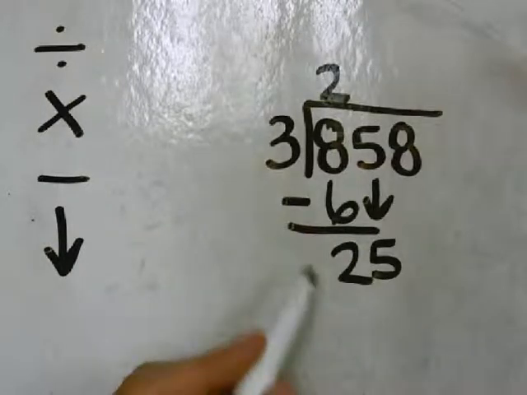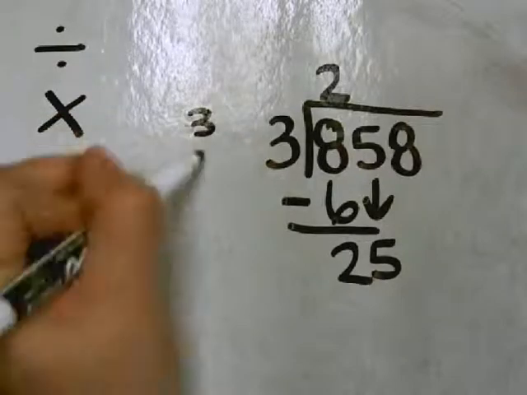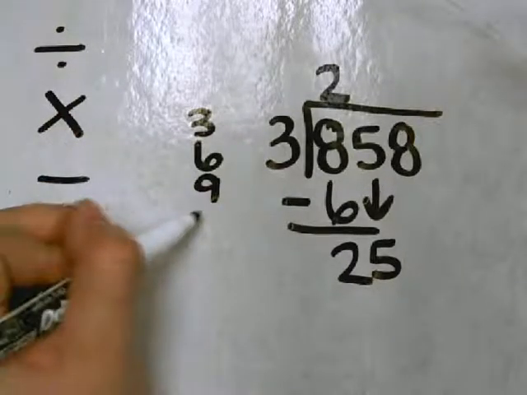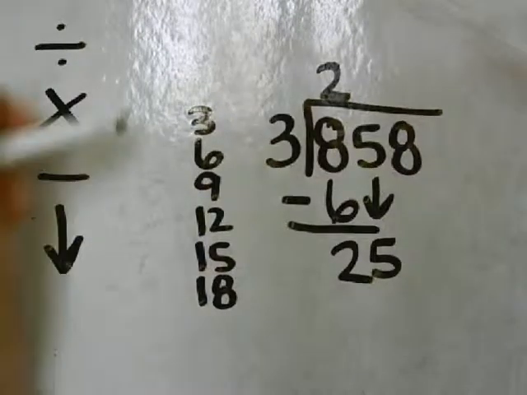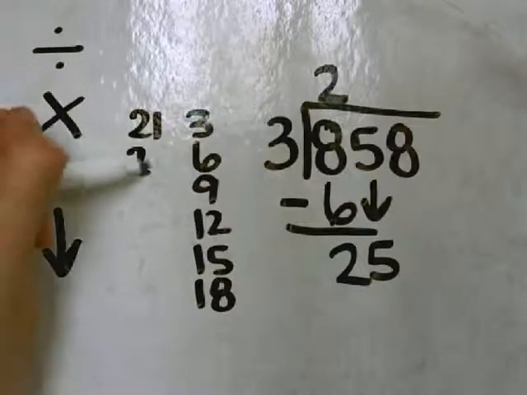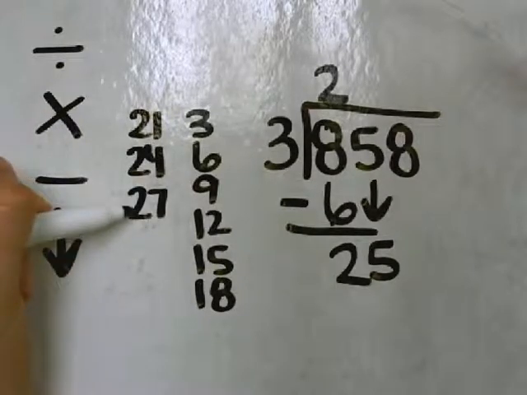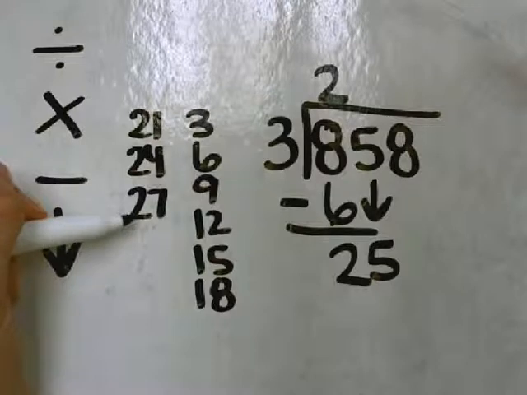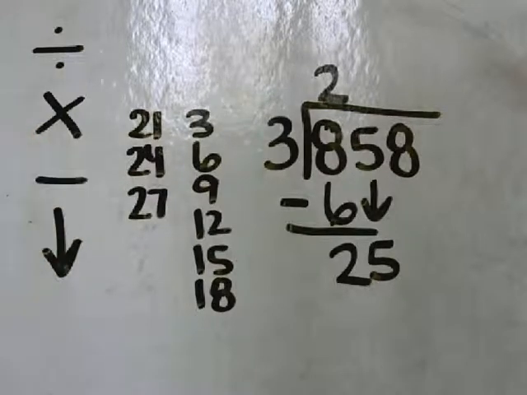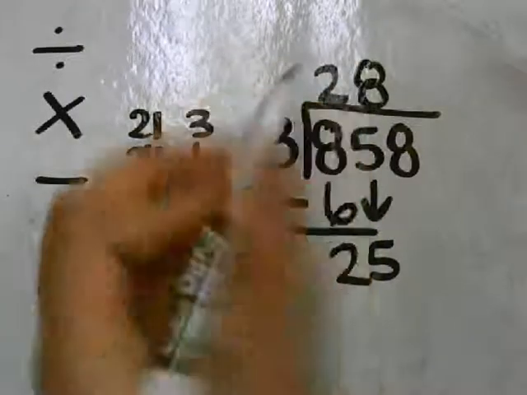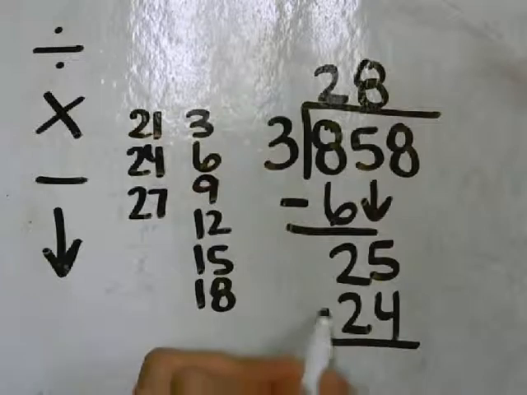3, 6, 9, 12, 15, 18, 21, 24, 27. Oh, I've gone over, so I need to stop, and I need to look to see what's closest to 25 without going over, and that would be 24. And I know that that was 3 times 8. So I'm going to put the 8 up here. 8 times 3 is 24. I need to subtract. And that leaves me with 1. Now I need to bring down the next number.